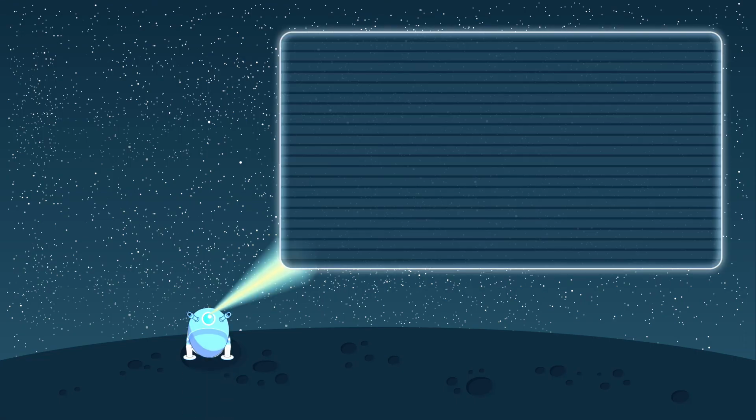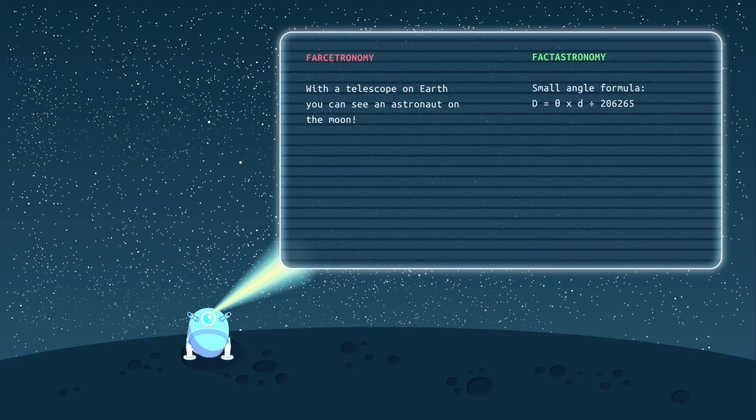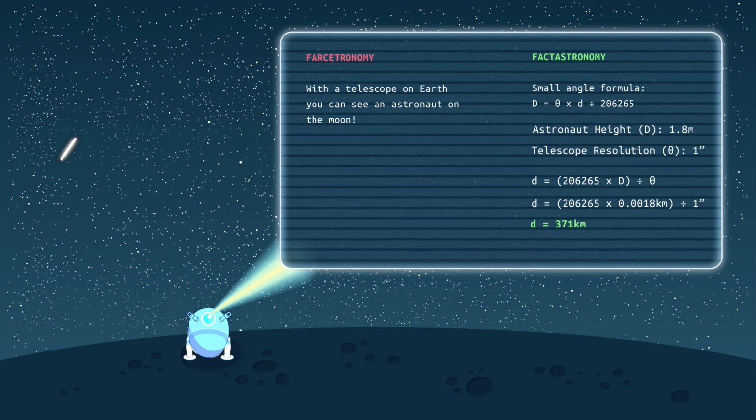Many people wonder if you can see an astronaut on the moon through a telescope on Earth. Using the small angle formula, we can figure out if this is true or false. If the actual height or linear distance of the astronaut is 1.8 meters, and the telescope can resolve details as fine as 1 arc second, then by inputting these values into the small angle formula, to spot an astronaut in space, she'd have to be a maximum of 371 kilometers from Earth.